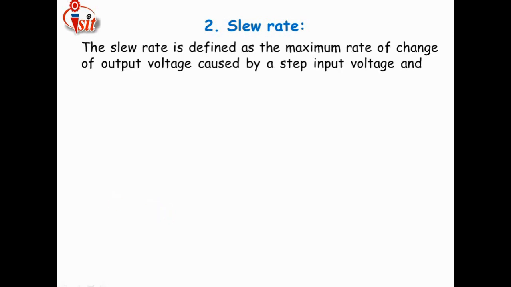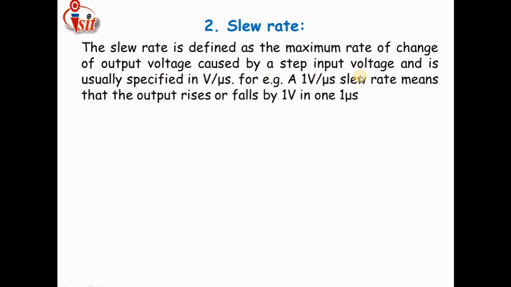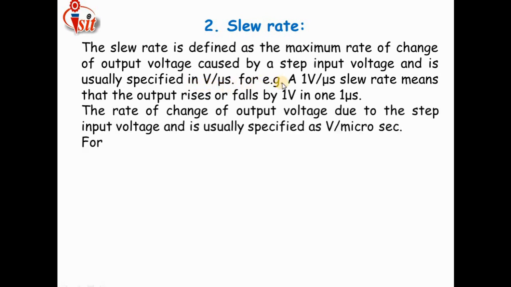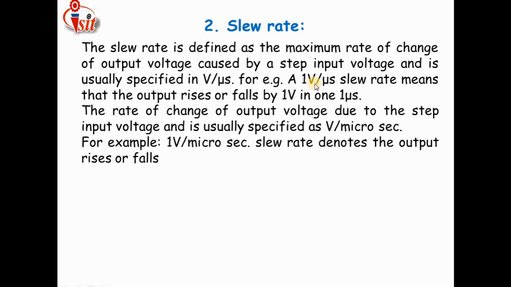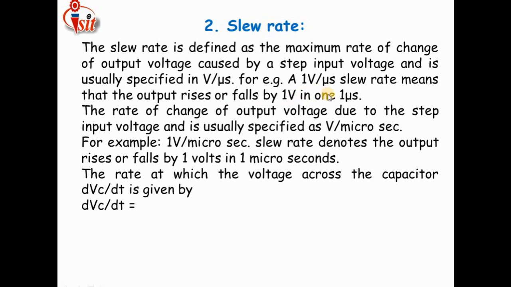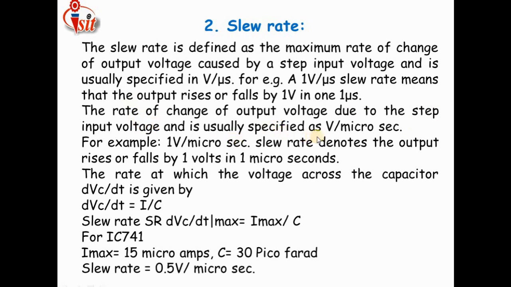Slew rate is defined as the maximum rate of change of output voltage caused by a step input voltage and is usually specified in volts per microsecond. For example, a slew rate of 1 volt per microsecond means that the output rises or falls by 1 volt in 1 microsecond. The rate of change of output voltage due to the step input voltage is usually specified as volts per microsecond. For example, 1 volt per microsecond slew rate denotes the output rises or falls by 1 volt in 1 microsecond.